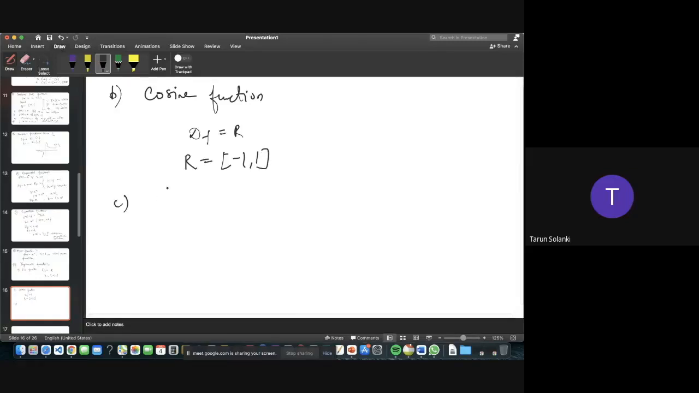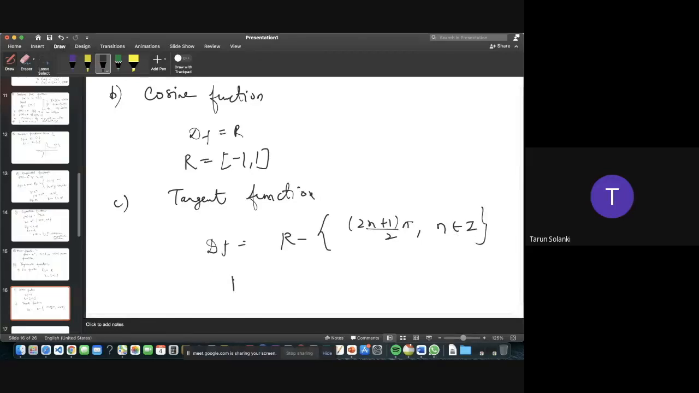Similarly, for the tan function, which is the tangent function, domain will be R minus of this (2n+1)π/2, and n belongs to integer, right? And the range is R.